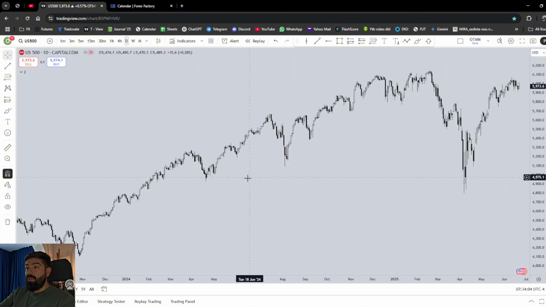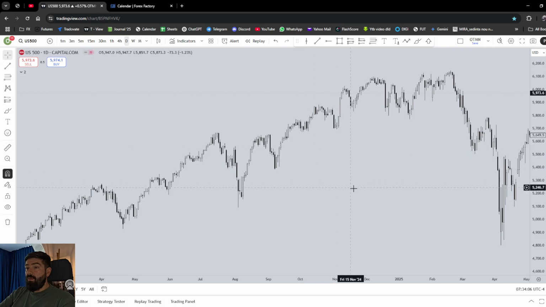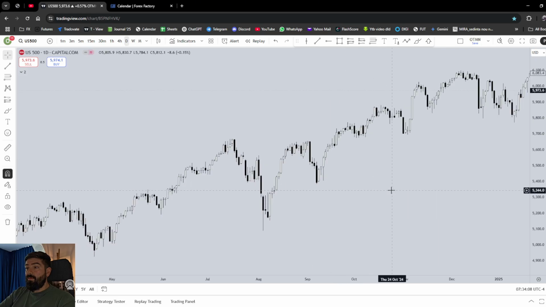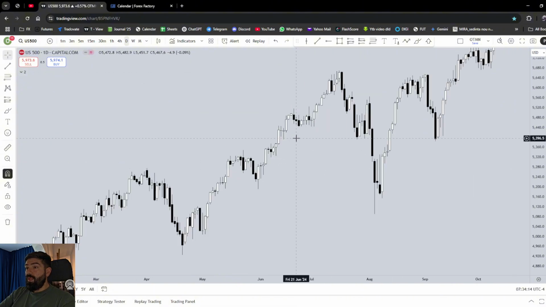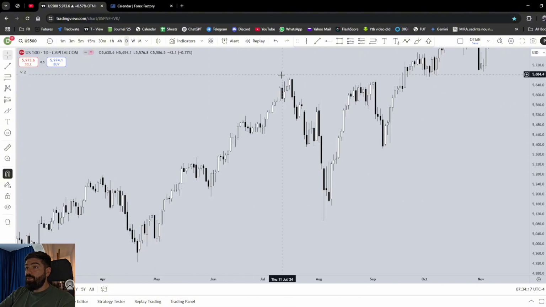We are on a daily chart. Okay, let's take this one, for example. We can see that we are in a bullish trend. We have this retrace. We retrace where? Inside this fair value gap.